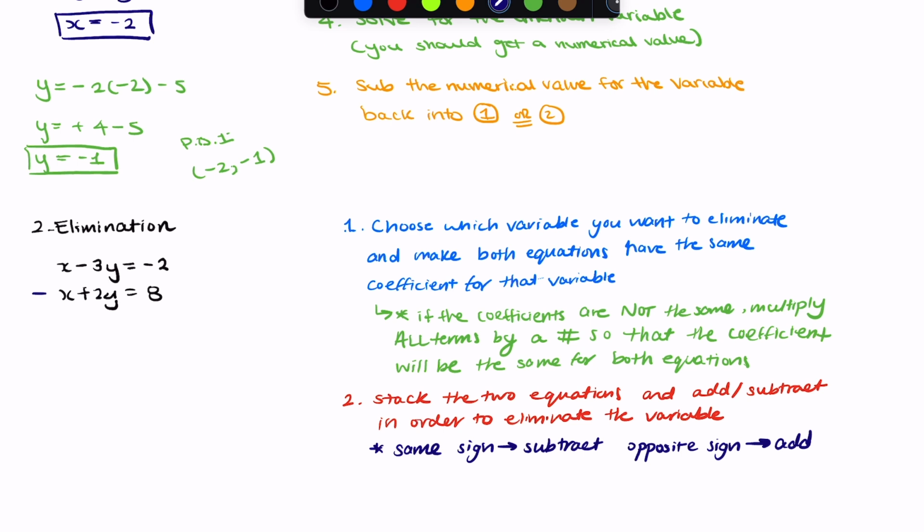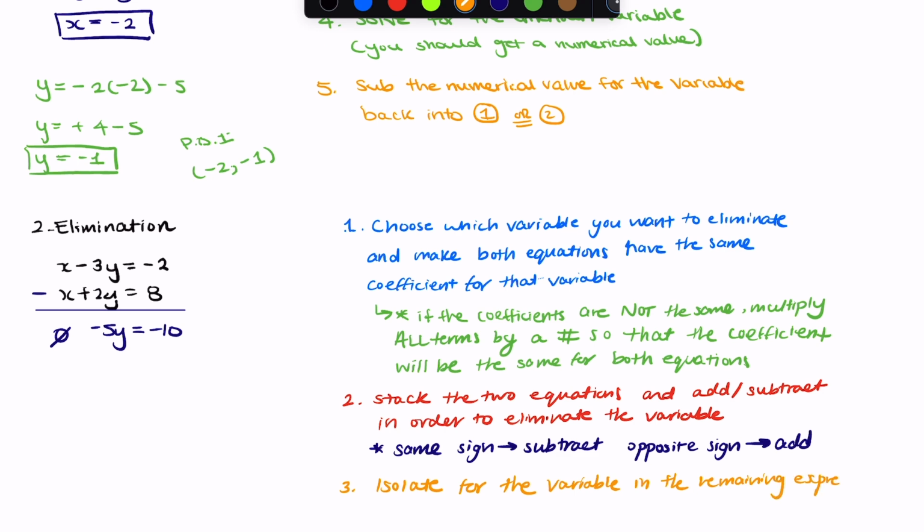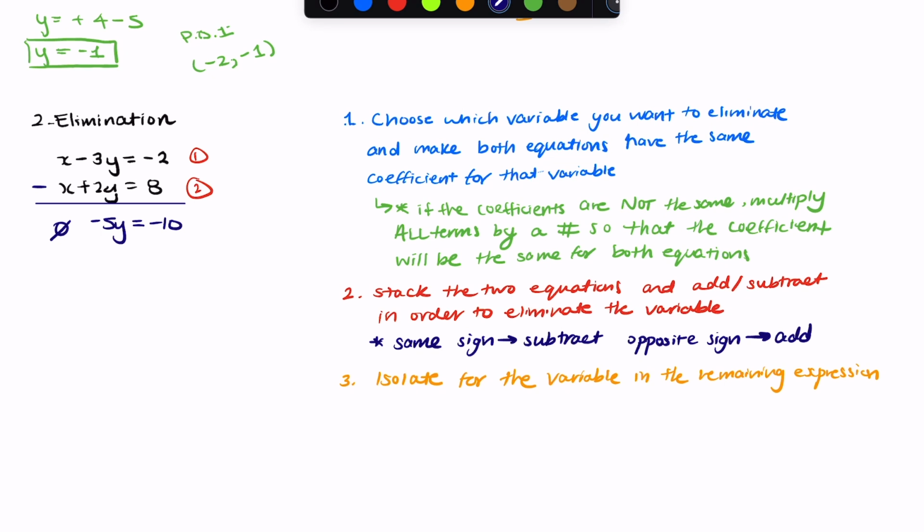So here we're going to subtract. x minus x will give us 0, so that cancels out. -3y minus 2y will give us -5y. -2 minus 8 will give us -10. Then you can isolate for the variable in the remaining expression. So -5y is equal to -10, and therefore y is equal to -10 divided by -5, which is 2.